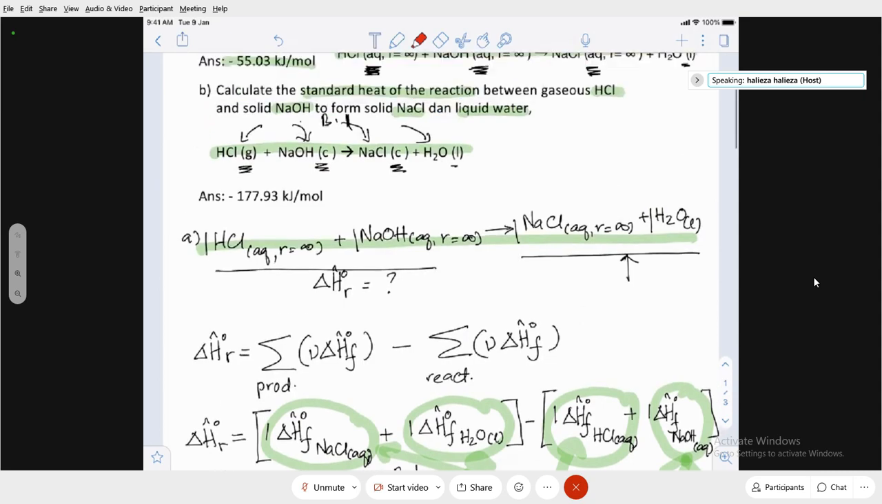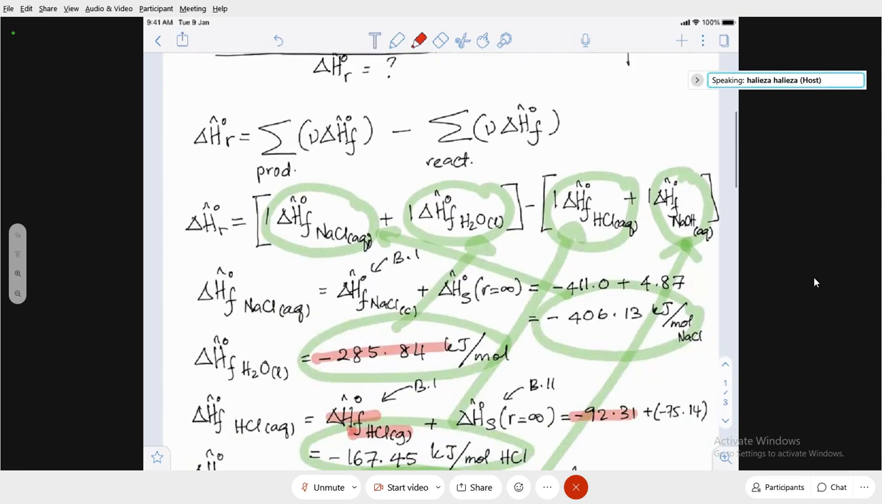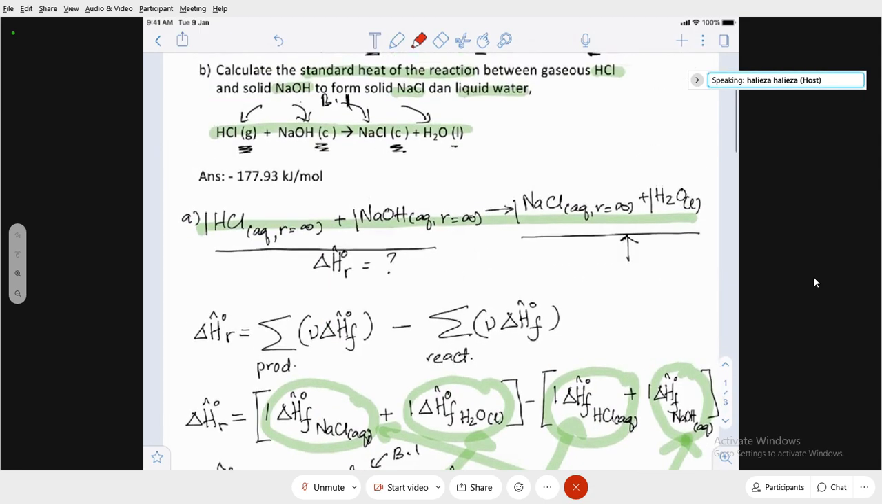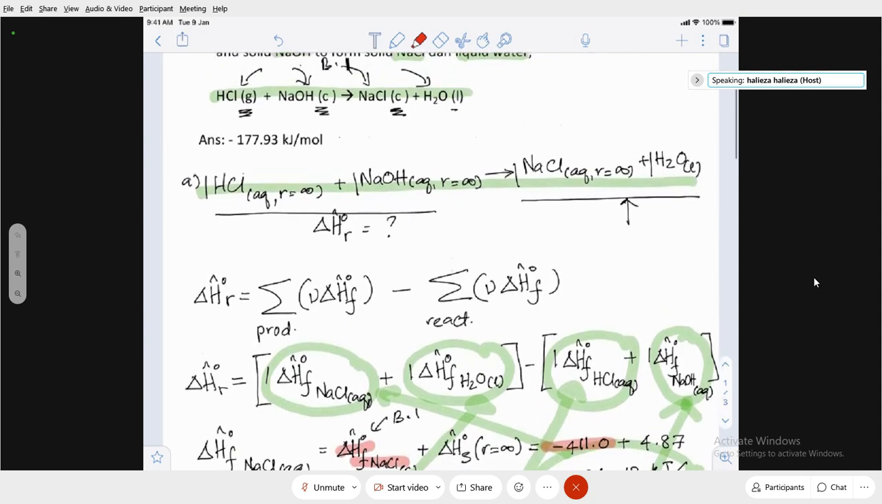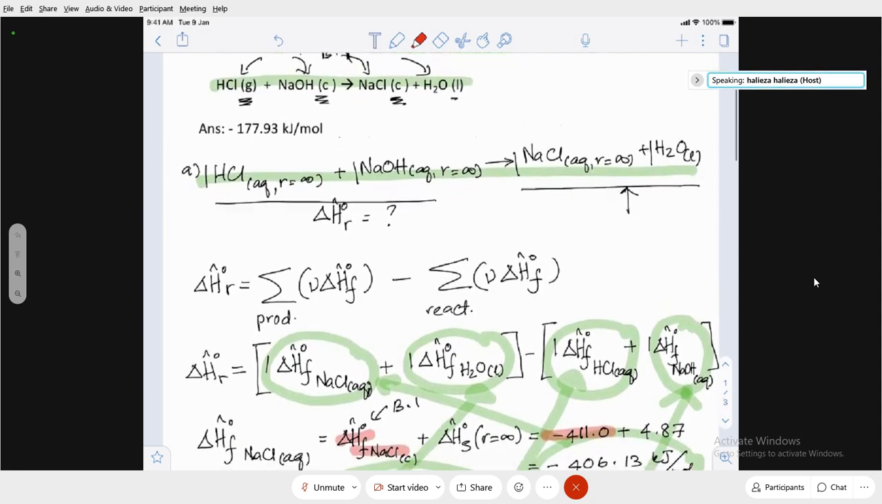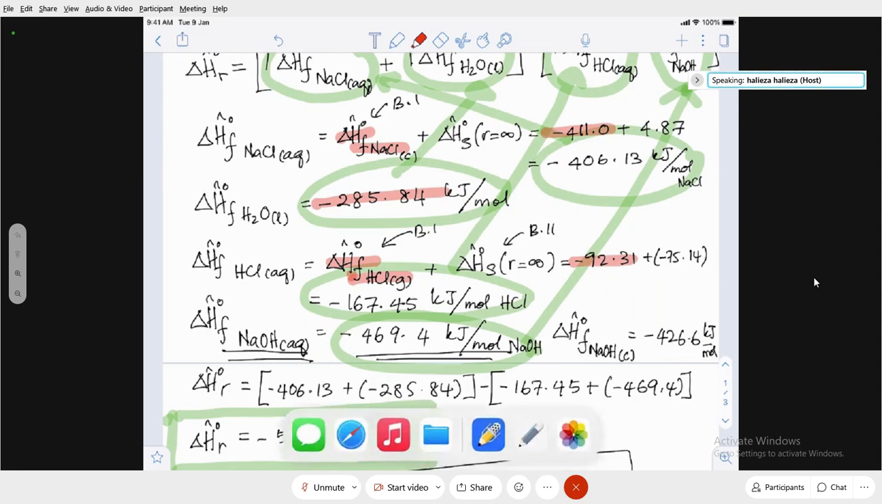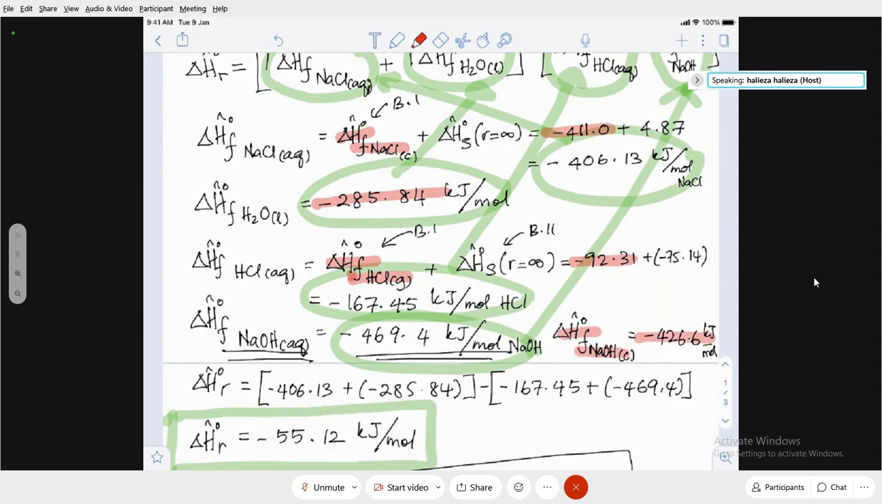Now, the heat of formation of sodium chloride. That is the symbol, and that's the value from appendix B1. Okay, and lastly, the heat of formation of sodium hydroxide. Sorry, that is the heat of formation of sodium chloride crystal, minus 426.6. So the values that we have already got for part A are going to be used for part B. Okay, so let's do part B.